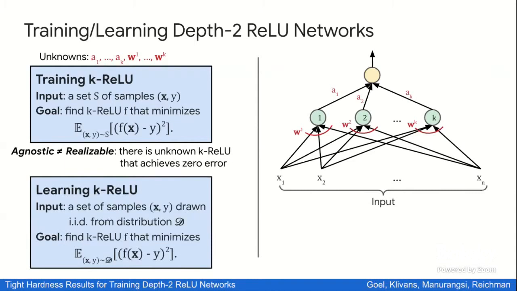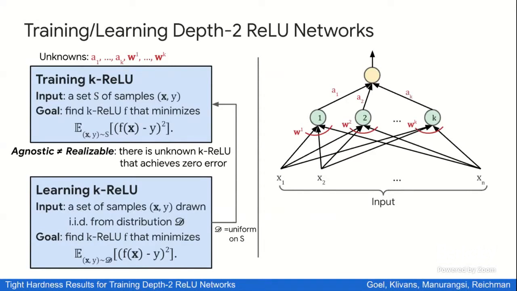Another very related problem we study here is the learning problem. It's exactly the same as the training problem, except that instead of a set of samples, there is an unknown underlying distribution D, and the samples we get are drawn independently at random from D, and the loss is now measured with respect to D instead of the input samples. For those of you who are familiar with learning theory, we are only considering proper learning here. So the output must be a K-ReLU network, it cannot be an arbitrary function.